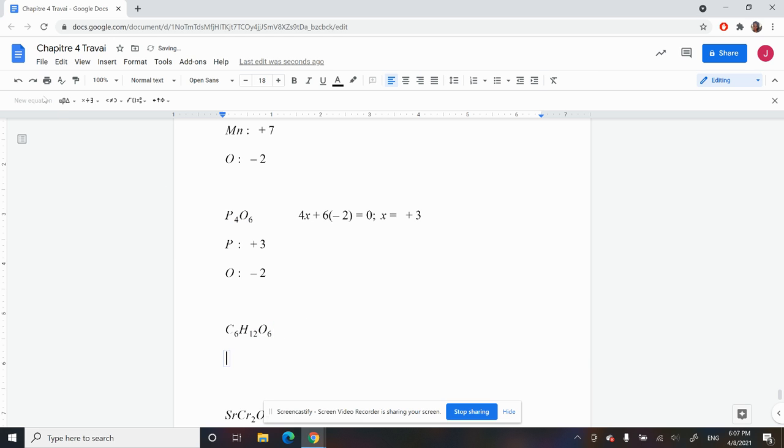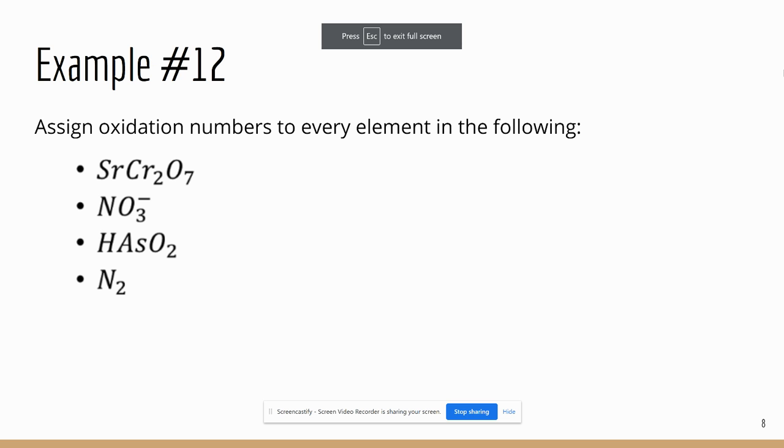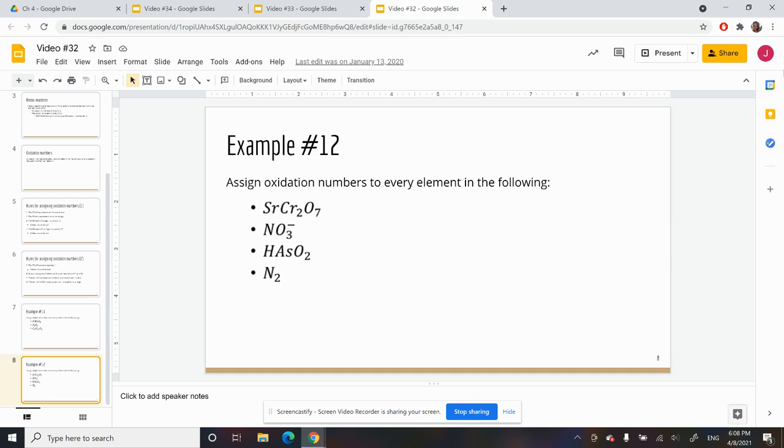And now for C6H12O6, I don't know what carbon is just yet. I do know that hydrogen tends to take on +1, and oxygen tends to take on -2. So then I'll use a little bit of algebra to figure out what carbon is. I end up getting that X is equal to 0 here, so the oxidation state of carbon is 0. We'll do one more example.